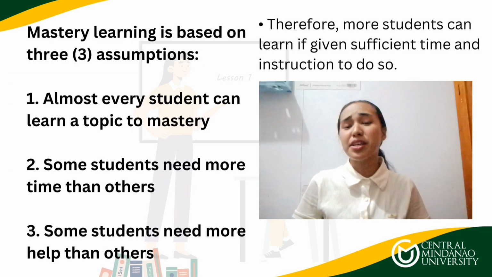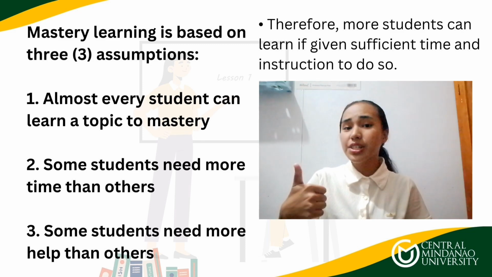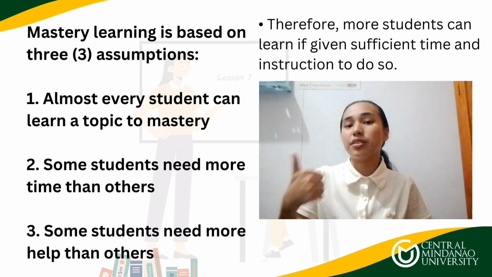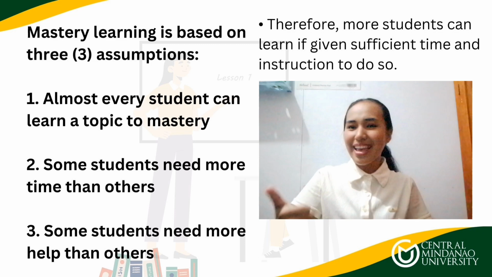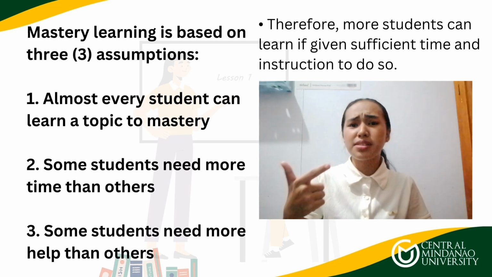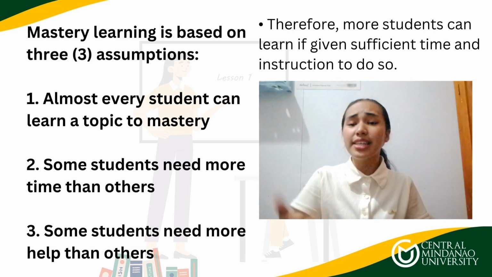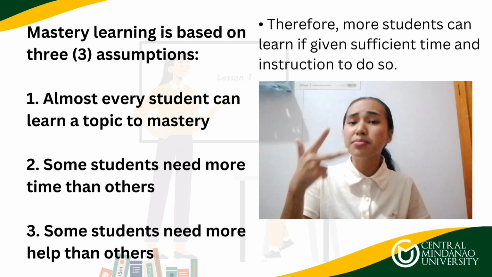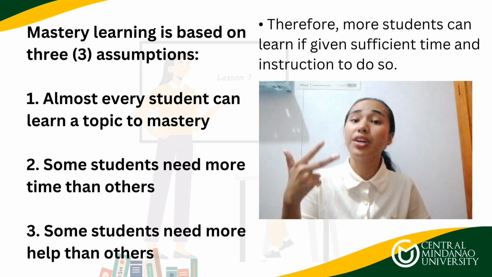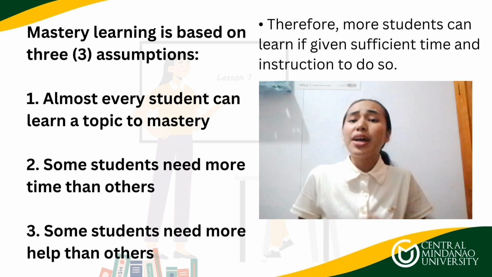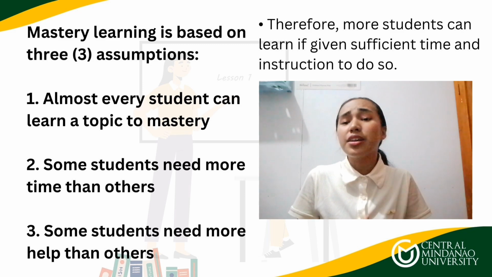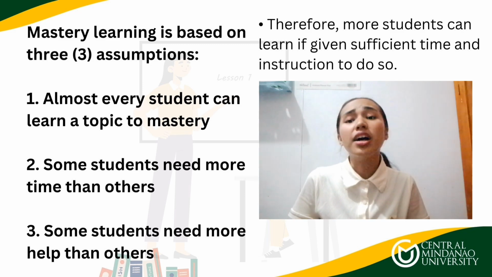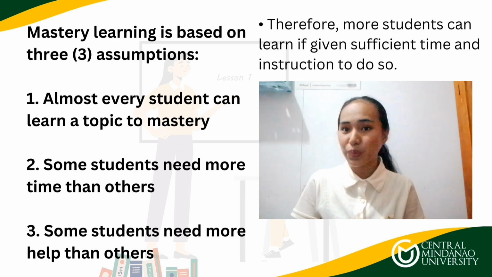Mastery learning is based on three assumptions. First, almost every student can learn a topic to mastery. Second, some students might need more time than others. And third, some students might need more help than others. Therefore, more students can learn if given sufficient time and instruction to do so.